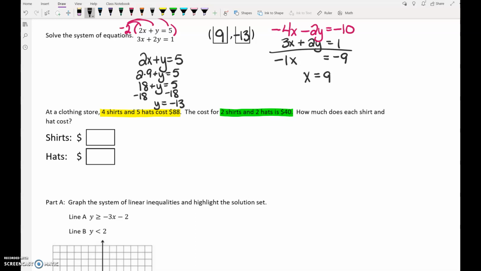So 4 shirts, 4x, plus 5 hats, 5y, equals $88. So 4 times the cost of the shirts plus 5 times the cost of the hats equals $88. That's the first equation. Your second equation is 2x plus 2y equals 40.